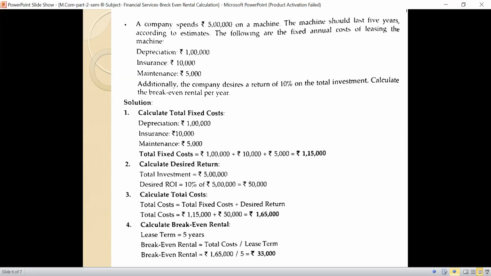Fourth, calculate break-even rental. Lease term is 5 years. Break-even rental is equal to total cost divided by lease term. Break-even rental is equal to total cost, rupees 1,65,000, divided by lease term, 5 years, is equal to rupees 33,000.